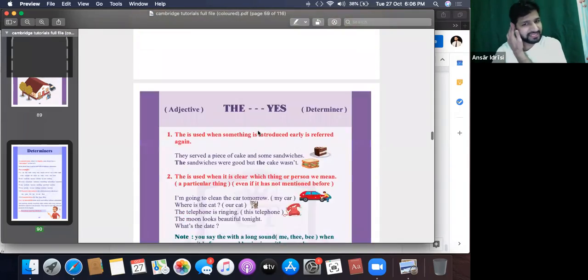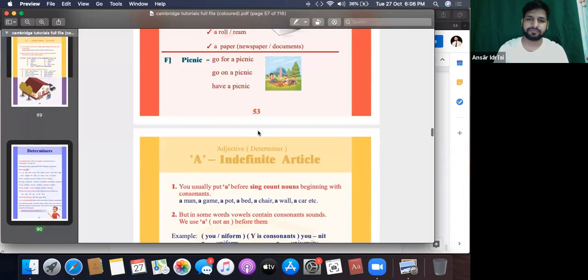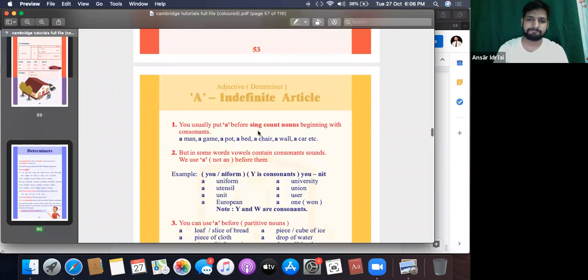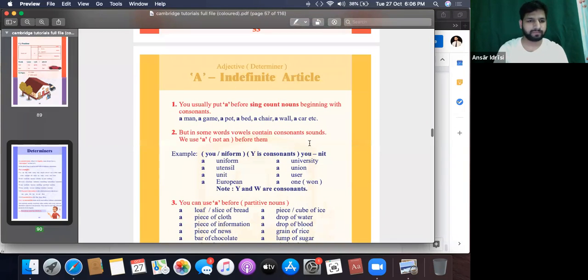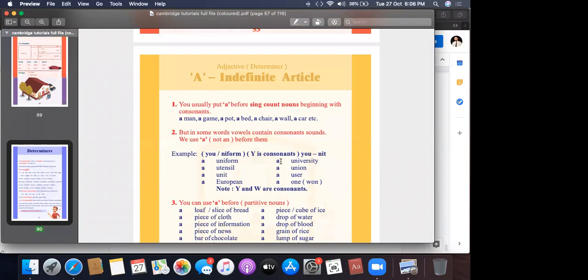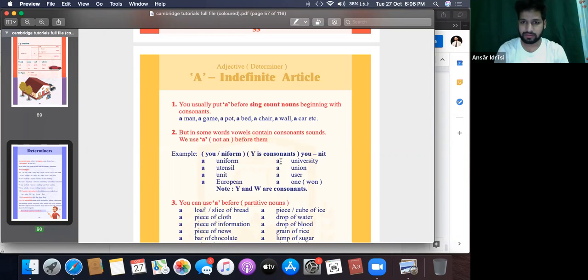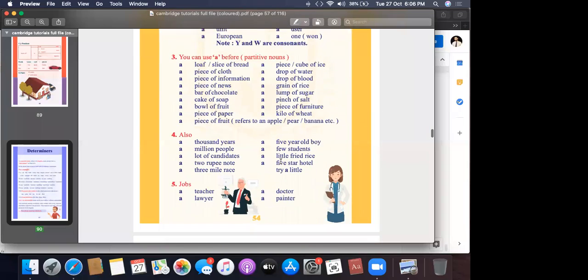How many of you have practiced at home the definite article? Yes, this one. Hello? No, sir. No? Why? What is the page number, sir? 54.